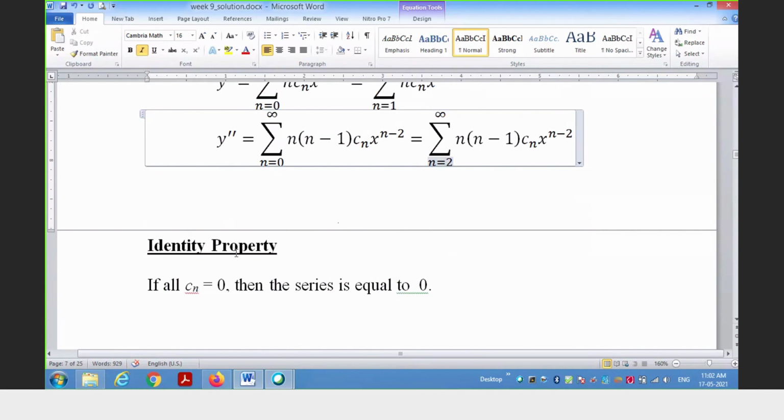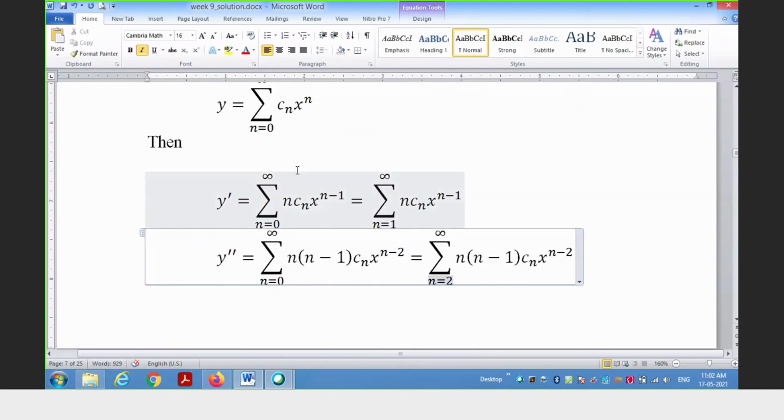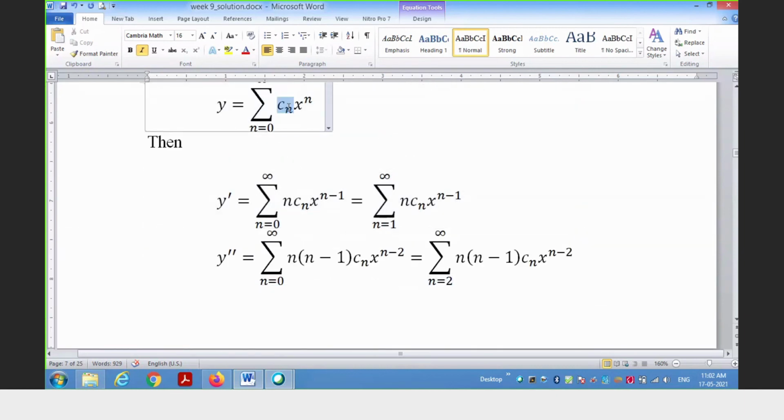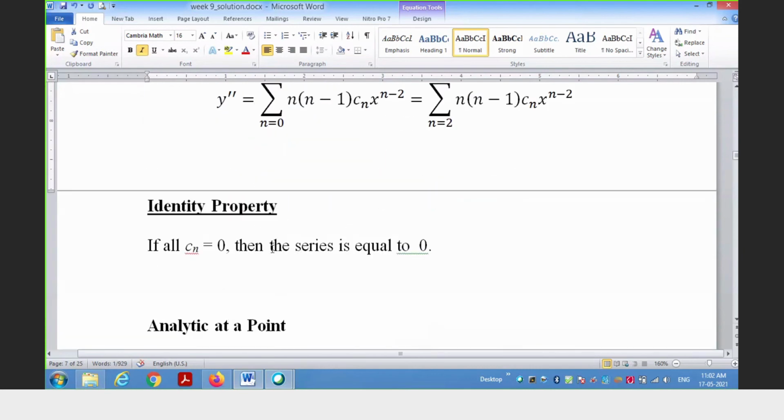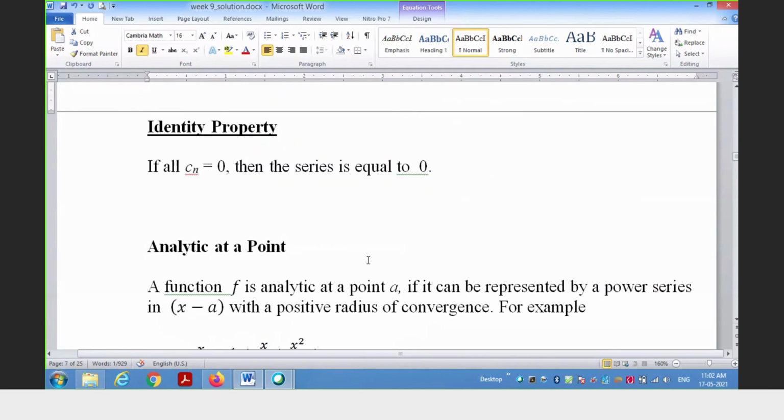Identity properties. If all Cn is equal to 0, that means we have y equal to 0. If all Cn is equal to 0, then the series is equal to 0.